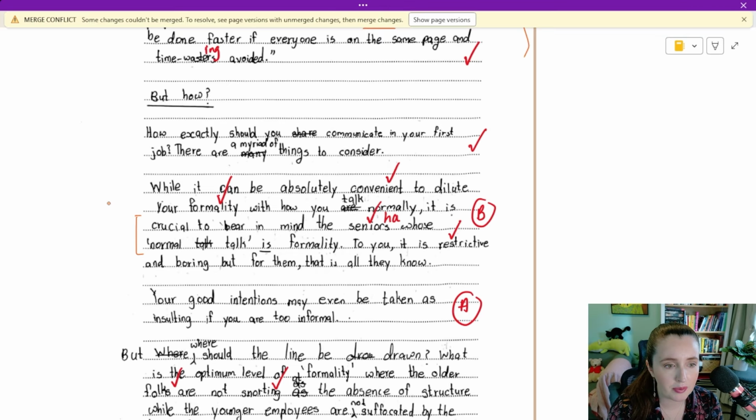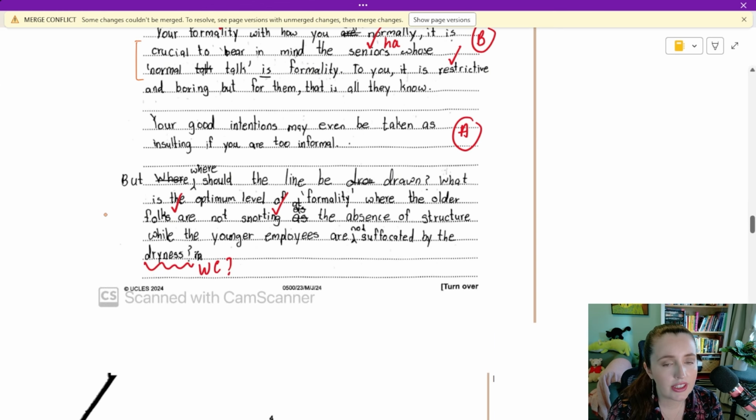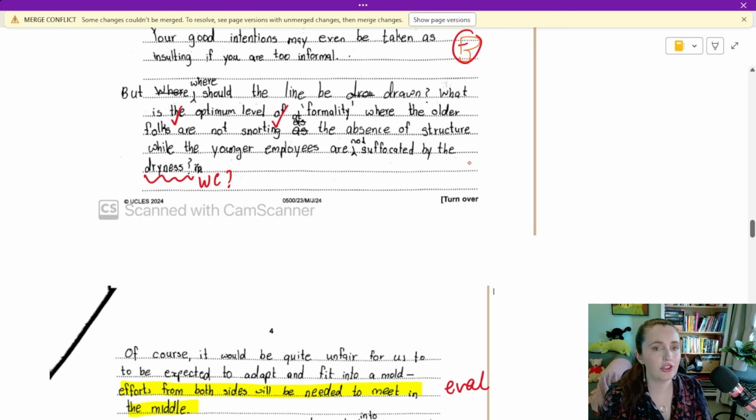So here we've got a point from text B, which is this idea of older people tend to communicate more formally, can cause a little bit of confusion. Your good intentions may be even taken as insulting if you are too informal. This is an idea from text B. That's what Grandma says. But where should the line be drawn?